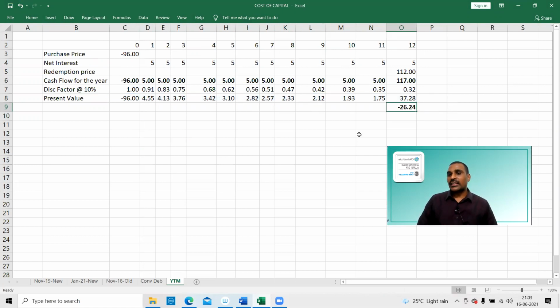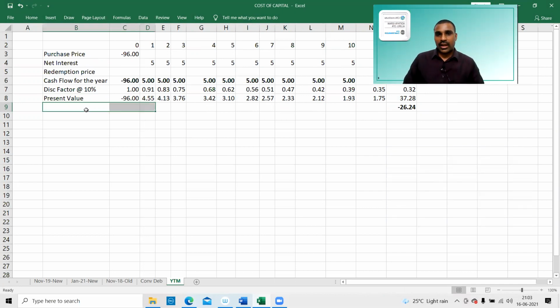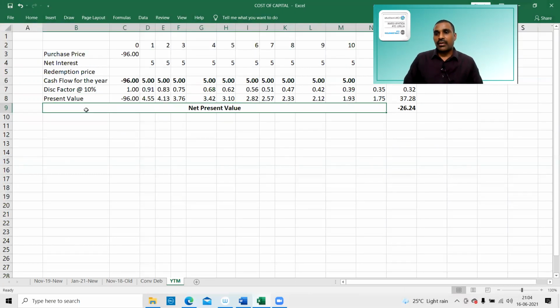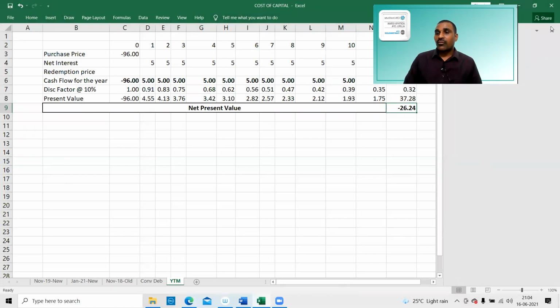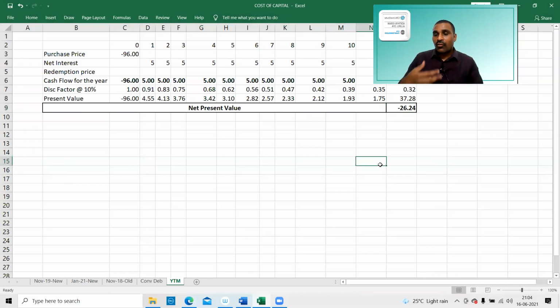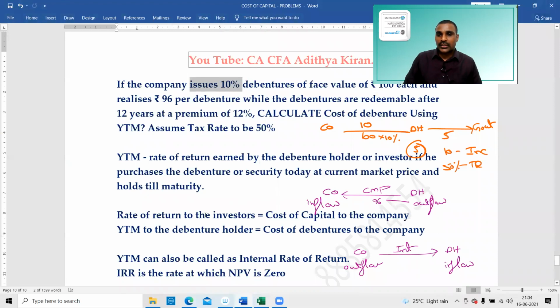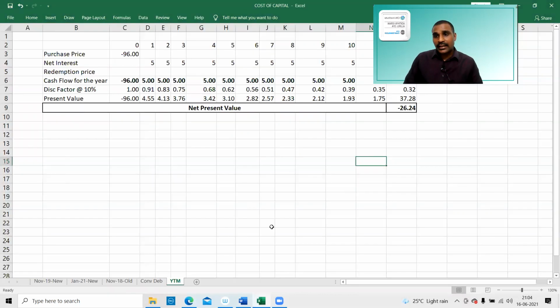NPV is minus 26.24. This is the net present value, NPV, which is minus 26.24. What we are going to calculate is the yield to maturity. Yield to maturity is also known as internal rate of return. Internal rate of return is the rate at which the NPV is 0. So had this NPV been 0, our guess rate would have been correct.